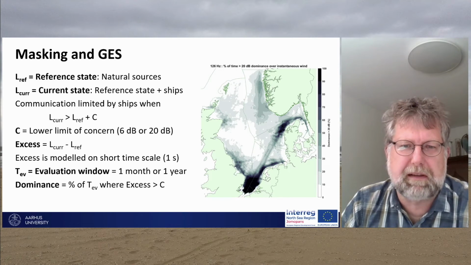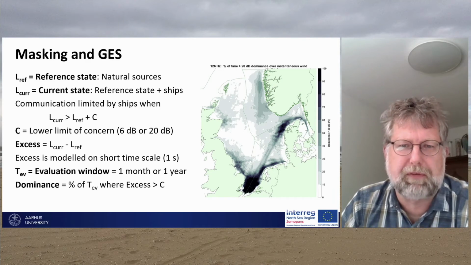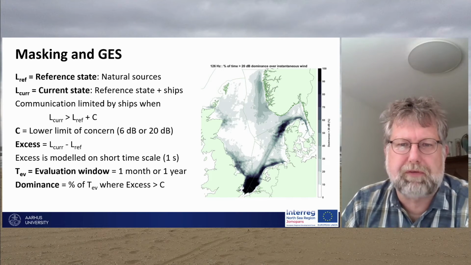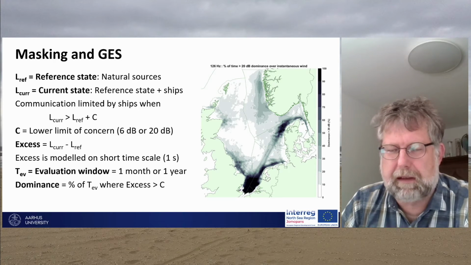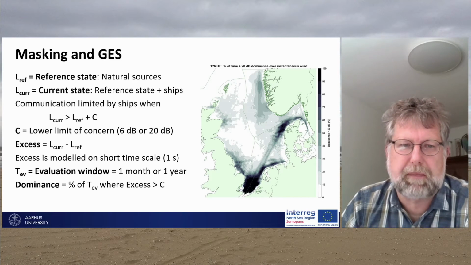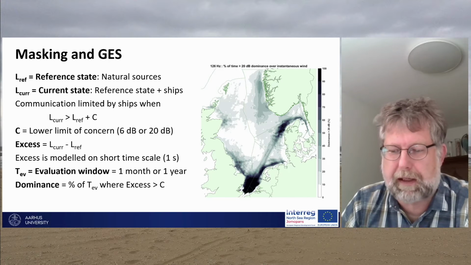There you can see that in the central part of the North Sea, for example, the dominance is very low in this 125 hertz band. Most of the time, noise in this band is determined by natural sources. Whereas, not surprisingly, in the English Channel and along the coast of Netherlands, but also the coast of Jutland, the dominance is very high, and most of the time the communication is limited by ship noise.